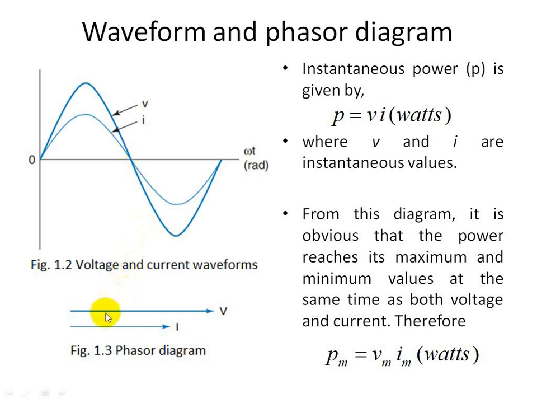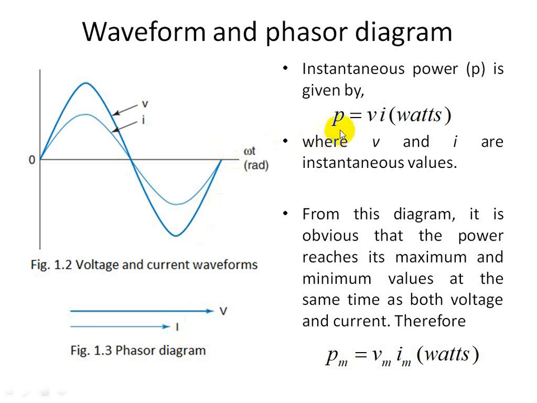Coming to the phasor diagram, the phase angle between the quantities is shown in the phasor diagram. Here the two lines are parallel. The voltage phasor and current phasor are drawn parallel. It means that they are in phase. There is no phase difference between voltage and current. They are in phase.